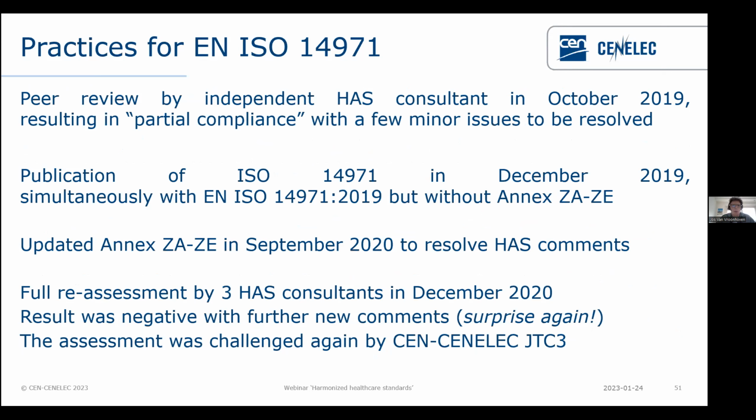Meanwhile, the ISO project proceeded, and the international standard ISO 14971 was published in December 2019, simultaneously with the European standard without Annexes Z. The European standard was decoupled from the legislation. We updated the Annexes Z in September 2020 to resolve the remaining HAS comments. And we thought that the assessment by the consultants would then focus on the issues that remained to be resolved.